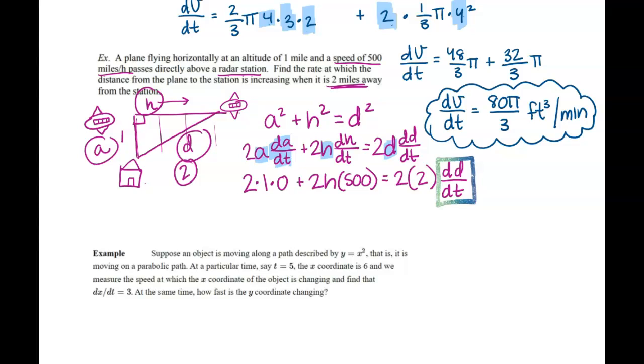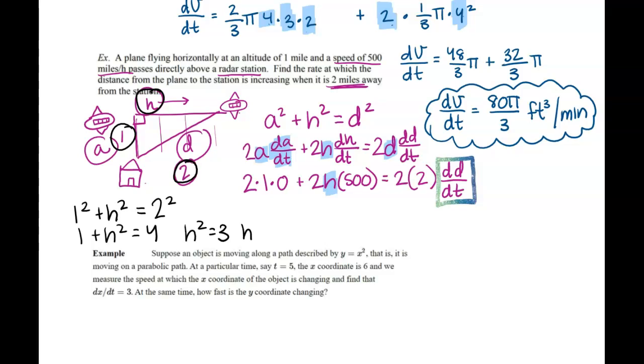So it looks like we're going to have to figure out a way to find H, because we can only have one variable. Well, look, we have a triangle. We can use the Pythagorean theorem. So we know that this A is 1, D is 2. We're trying to find H. We already know 1 squared plus H squared equals D squared from our initial equation, but now our distance is 2, so that's 2 squared. So 1 plus H squared equals 4. So H squared equals 3, and H equals the square root of 3.